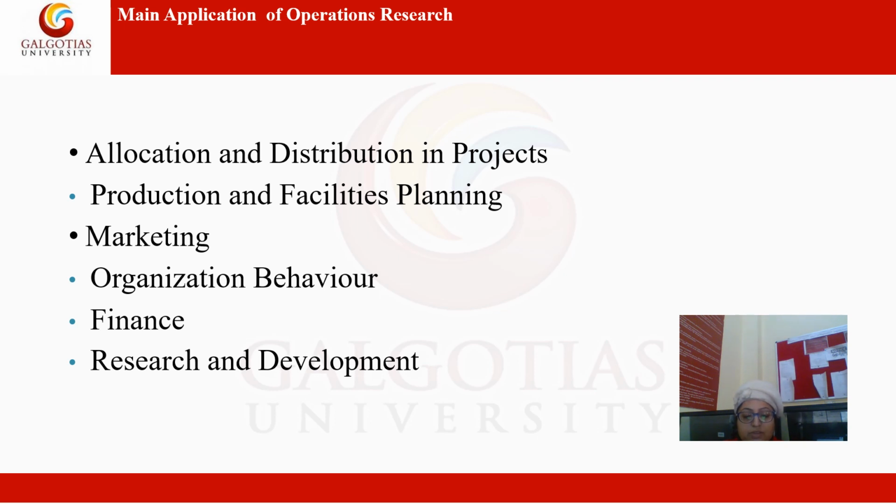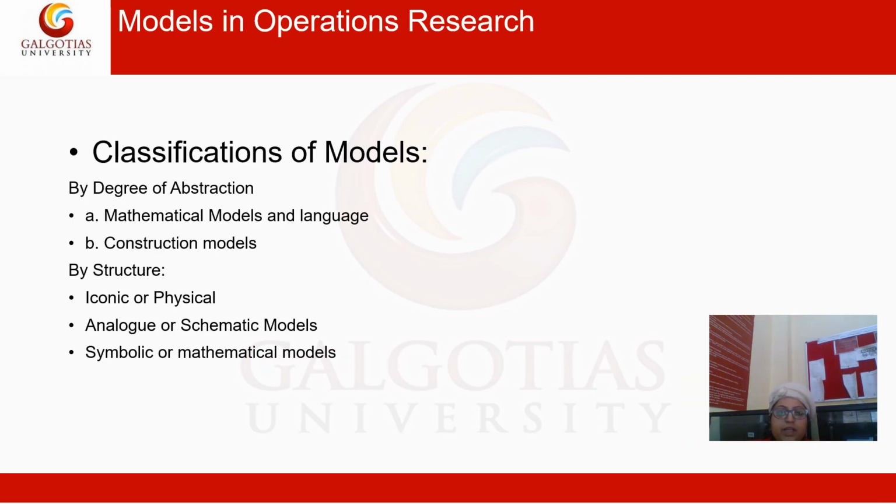The next is research and development. In this, it deals with product introduction planning, control of research and development projects, determination of the areas for research and development, how you select the project, how you prepare the budgets for the project. These are all the major applications of operational research. The next chapter, the various models in operational research.